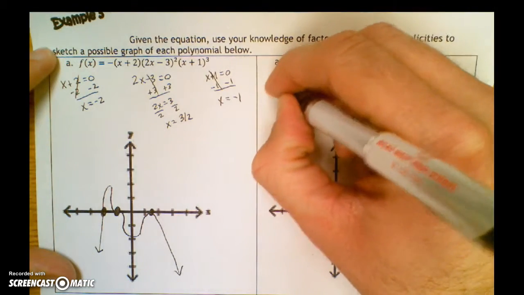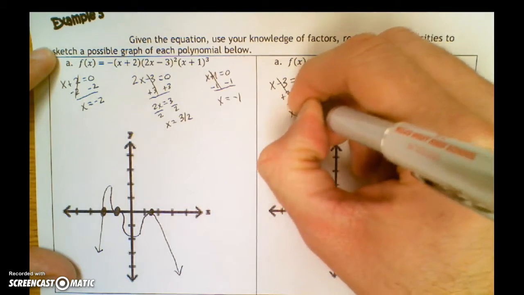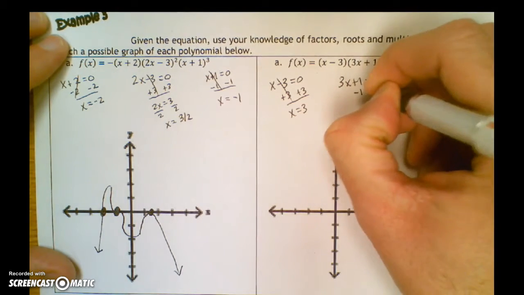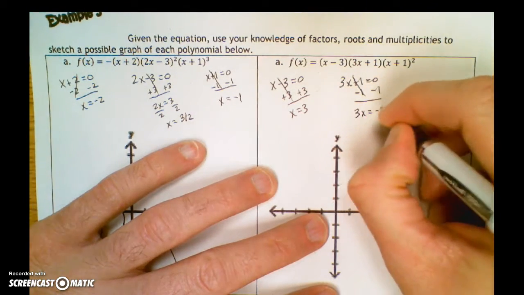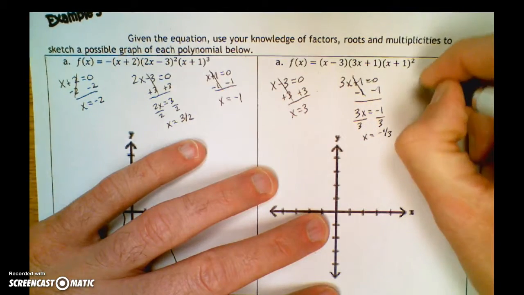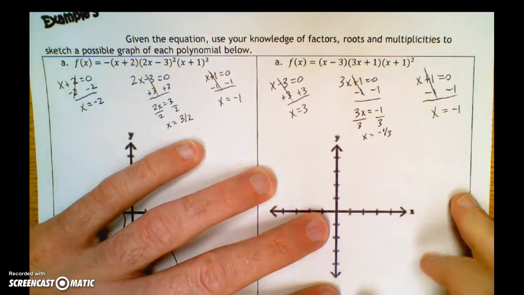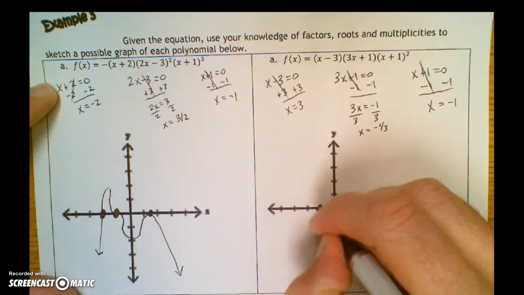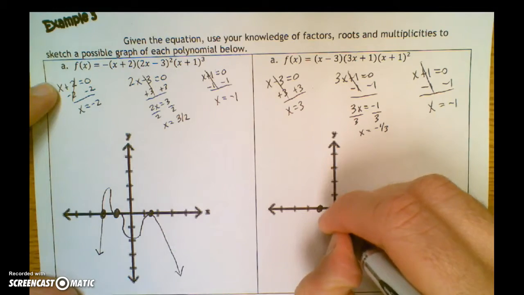So here again, set them equal to 0 and solve. My first x-intercept or root is x equals 3. My next x-intercept or root is x equals -1/3. And the last one is x equals -1. So I'm going to put my roots onto my graph. I have -1, +3, and then -1/3 is -0.333, so it's closer to the origin.